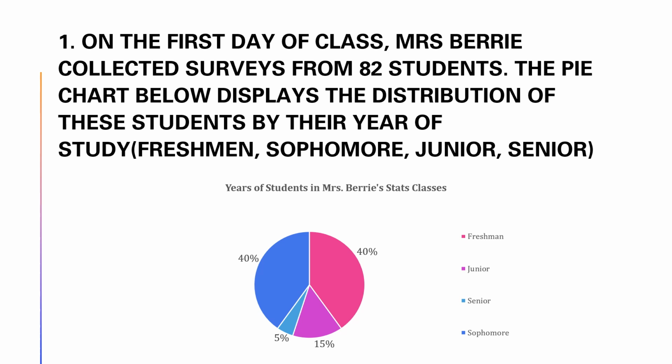So for this semester, 40% of the class were freshmen, 15% of the class were juniors, 40% of the class were sophomores, and then 5% of the class was seniors.